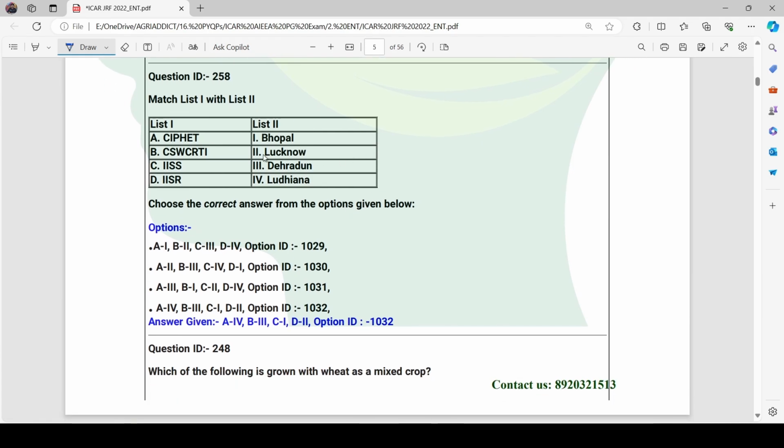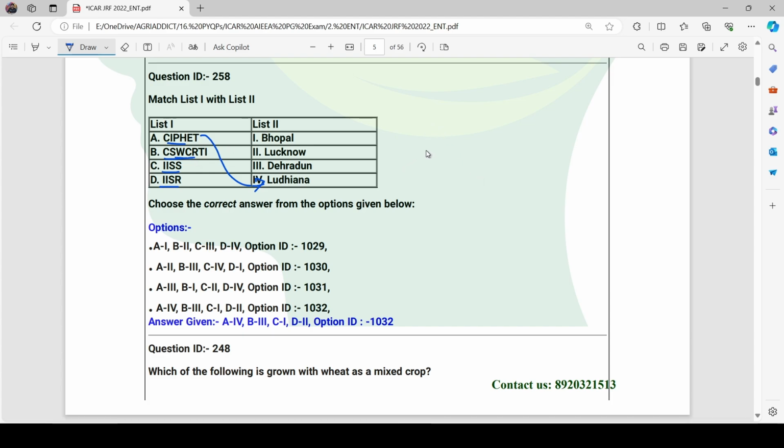Next question is another question from general agriculture, matching type. In list 1 there are CIPHET, CSWCRTI, IISS and IISR. So what is CIPHET? It is the Central Institute of Post Harvest Engineering and Technology. You all know that its headquarters is located in Ludhiana, Punjab. Then CSWCRTI. So what is CSWCRTI?